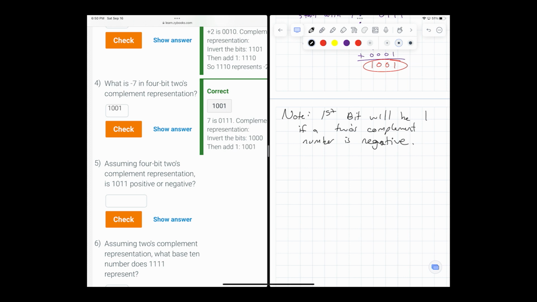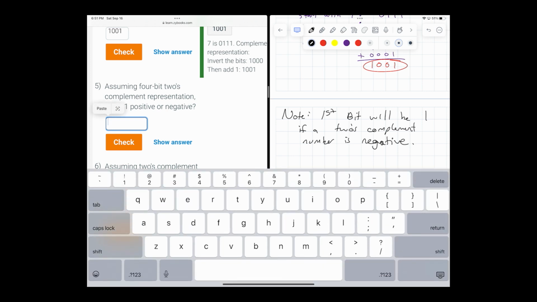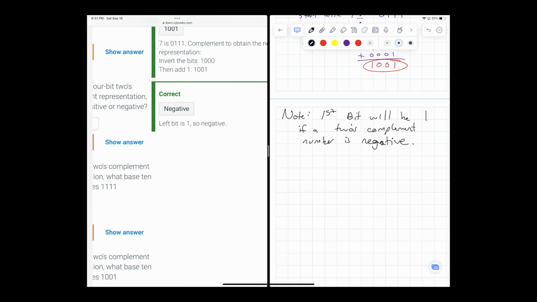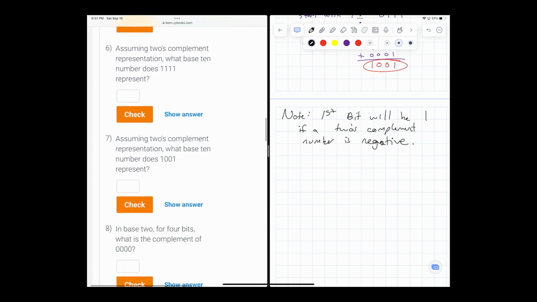All right. So here it says, assuming 4-bit 2's complement representation, is 1, 0, 1, 1 positive or negative? The answer would be negative. And we know that just because it starts out with a 1, right? Left bit is 1, so negative. Okay. Assuming 2's complement representation, what base 10 number does 1 1 1 1 represent?